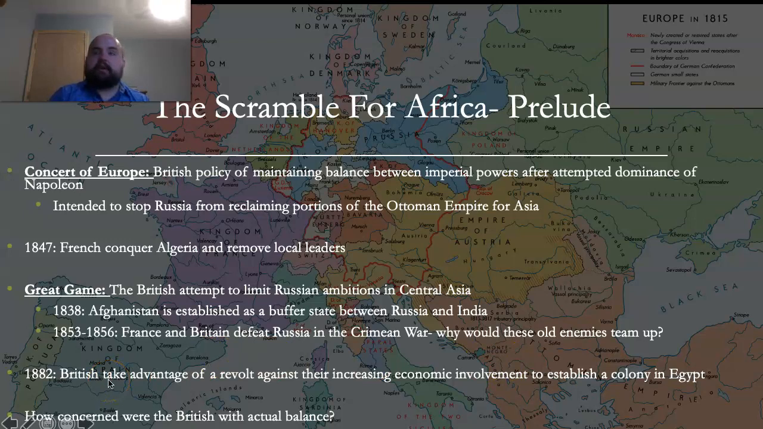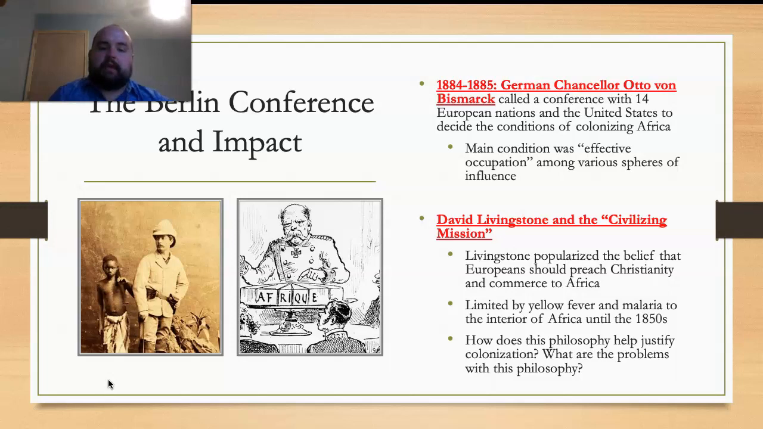As you might guess, the British, it could be argued, were actually not super concerned with actual balance, and have been argued to have used this Concert of Europe to protect their own interests. However, in the meantime, as a result of this Concert of Europe, the Berlin Conference was formed. This conference was held from 1884 to 1885 by the German Chancellor Otto von Bismarck, as you can see here. He invited 14 European nations and the United States to discuss how they would conduct the colonization in Africa. His main condition was that there would be effective occupation among various spheres of influence.